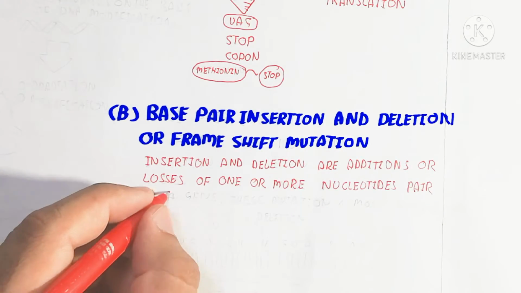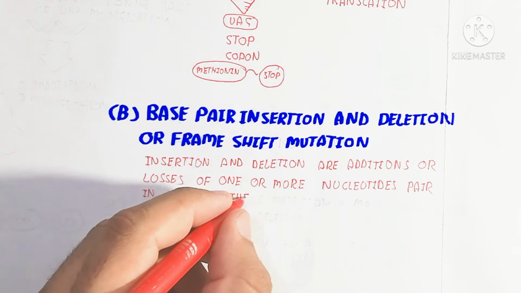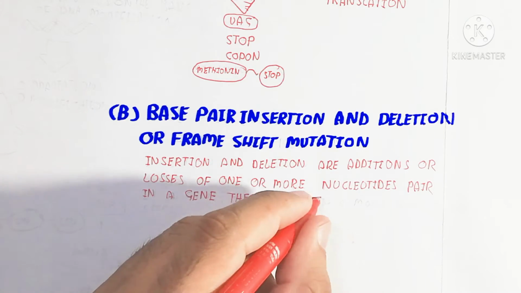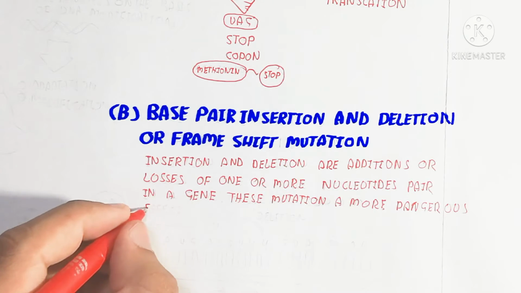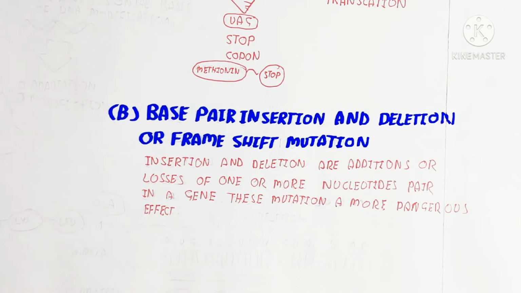So the base pair insertion and deletion, or frameshift mutation, is the second one, which means the base pair is completely shifted or inverted. We will discuss it.